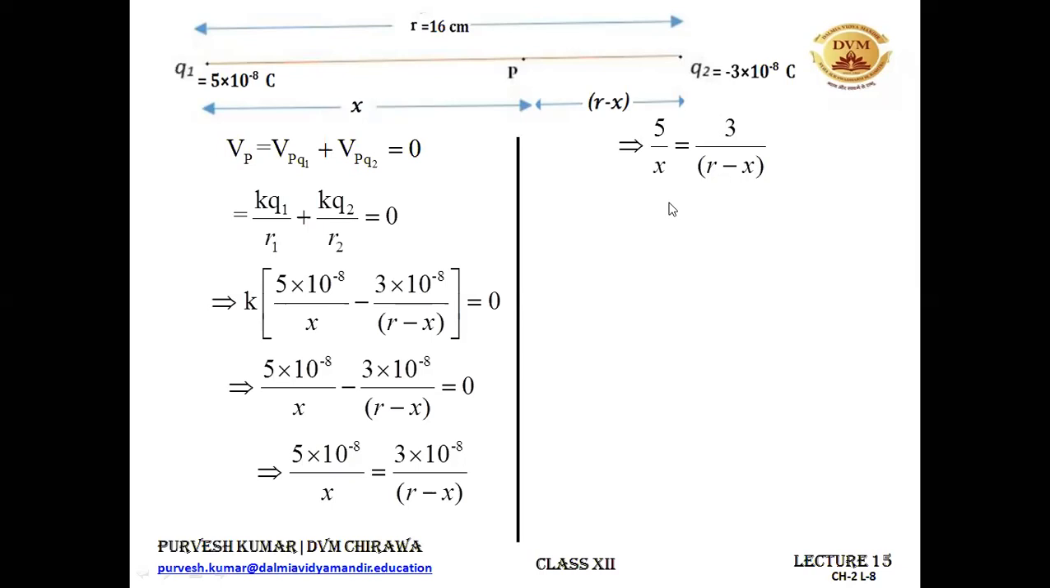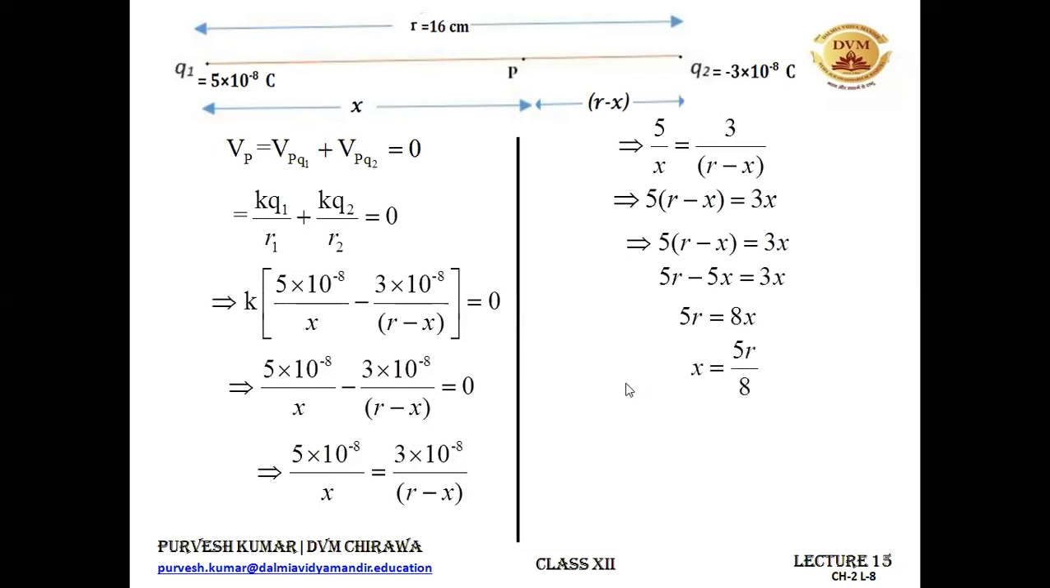You already know that. So cross multiply it, and you will be getting 5 multiplied by r minus x equal to 3x. When we solve this bracket, we will be left with 5r minus 5x is equal to 3x, and 5r is equal to 8x, because the minus 5x goes towards the right hand side, and 3x plus 5x is equal to 8x. You need to solve for x. X is equal to 5r by 8.